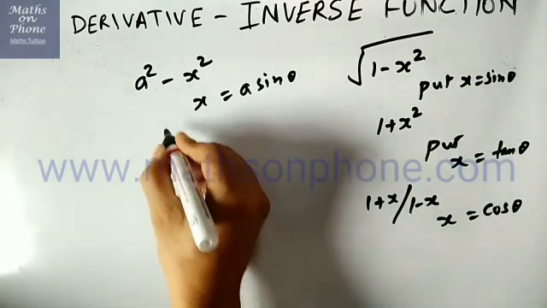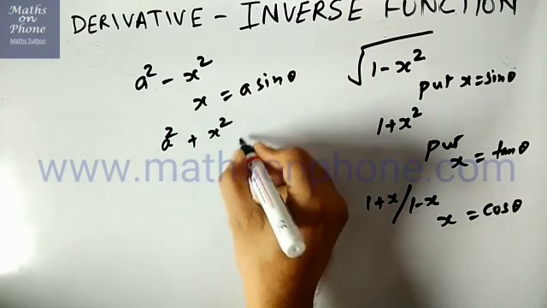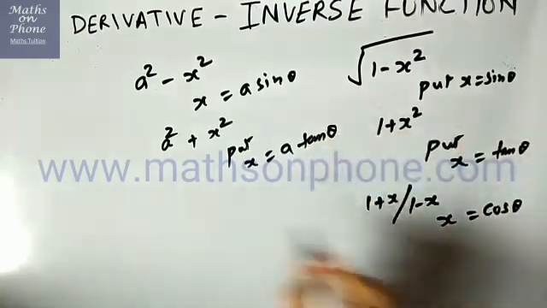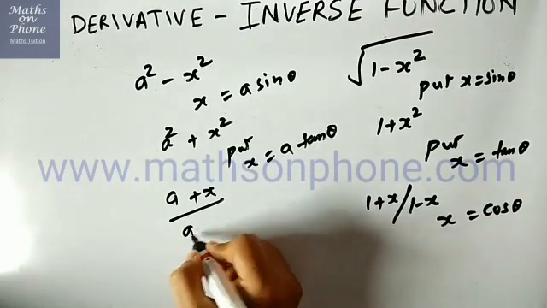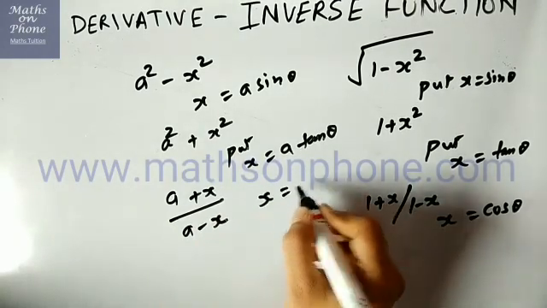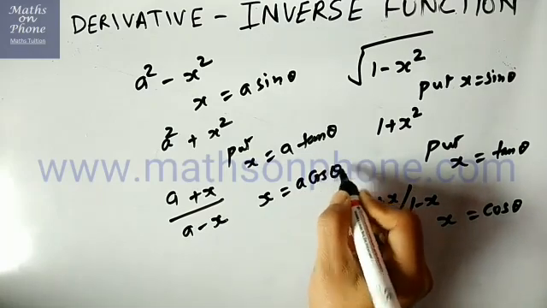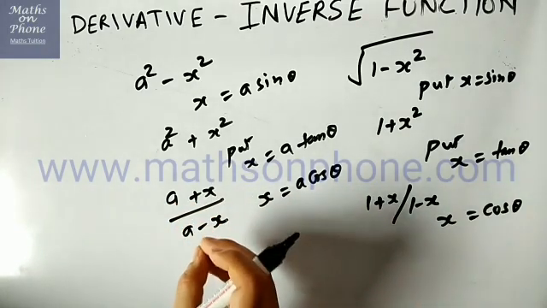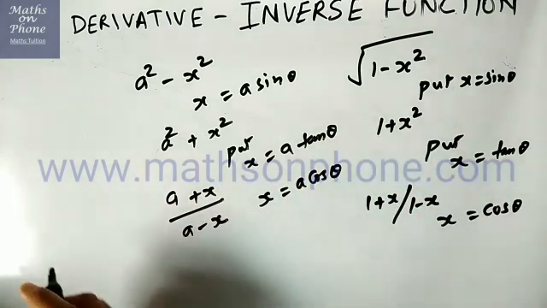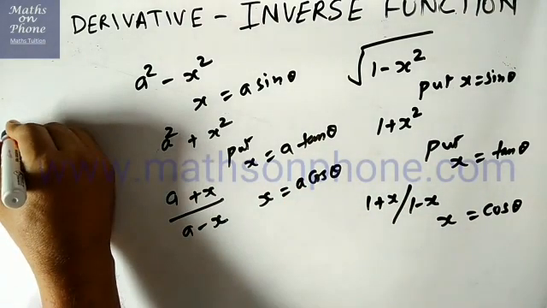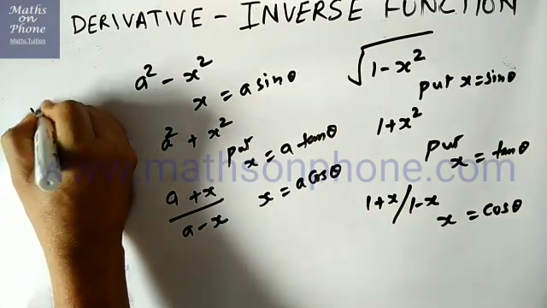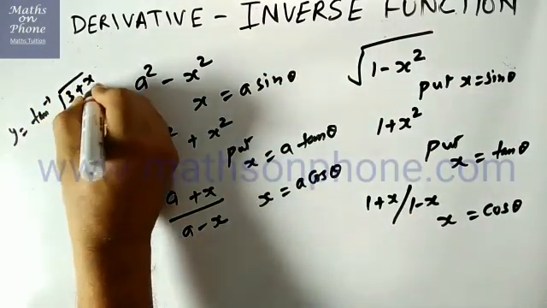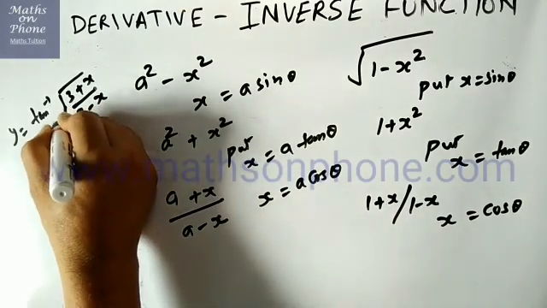See, if it is a square plus x square, what you need to put? You need to put x is equal to a tan theta, and for a plus x or a minus x, you need to put x as a cos theta or a cos 2 theta. So what's my recommendation? You just put that, make it simpler, and then put the value of theta and then differentiate. One example I am taking, suppose y is equal to tan inverse of 3 plus x by 3 minus x, both inside root.